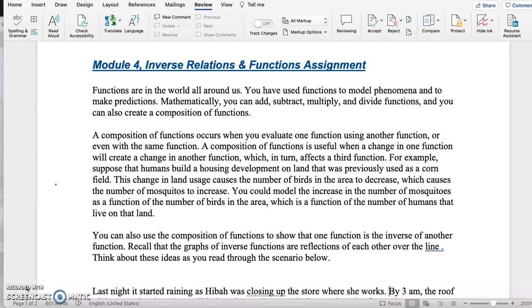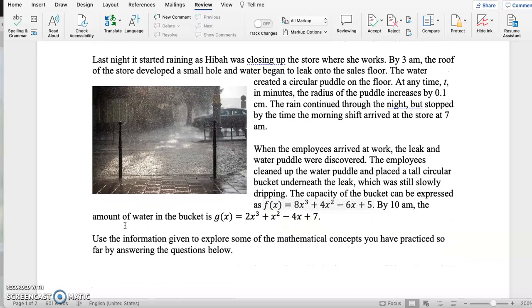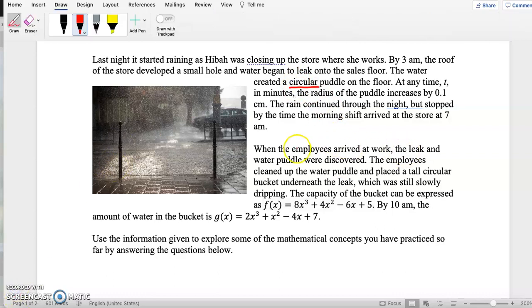So let's go into our situation. Last night, it started raining as Haba was closing up the store where she works. By 3 a.m., the roof of the store developed a small hole and water began to leak onto the sales floor. The water created a circular puddle. At any time t in minutes, the radius of the puddle increases by 0.1 centimeters.